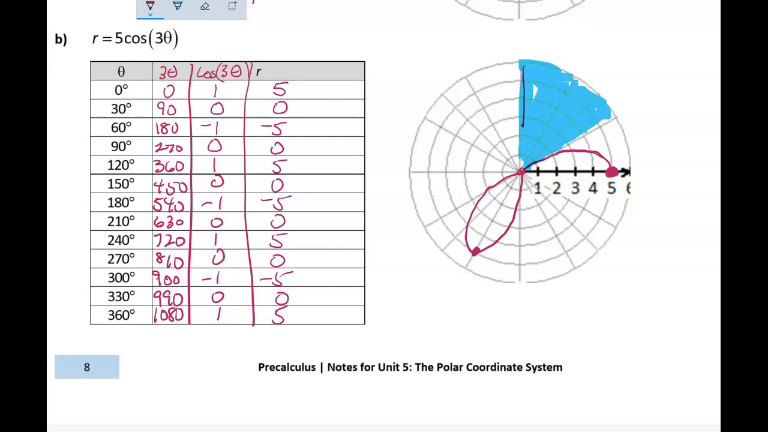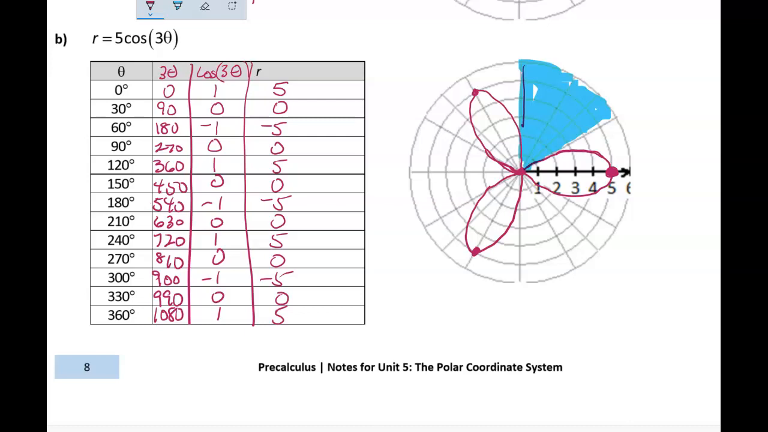And from 90 to 120, the radius is positive again. So at 120, the radius reaches a maximum of 5. And then between 120 and 150, the radius goes back down to 0. Whoops. And then from 150 to 180, the radius is negative. So at 180, the radius is -5. And then our graph looks like it completes there.